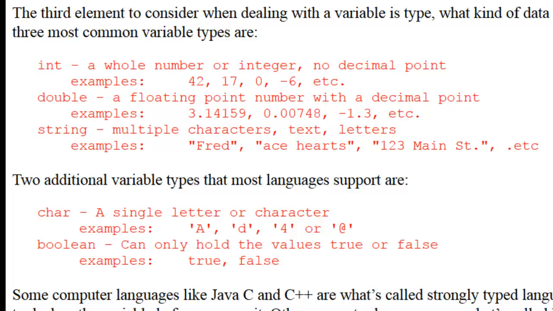One's a char, a single letter or character. Examples would be A, uppercase A, lowercase d. 4, now that would be the character 4, not the number 4. There's a difference. Or the ampersand character. There's also a Boolean type, which can only hold values true or false. Only two examples are true and false.